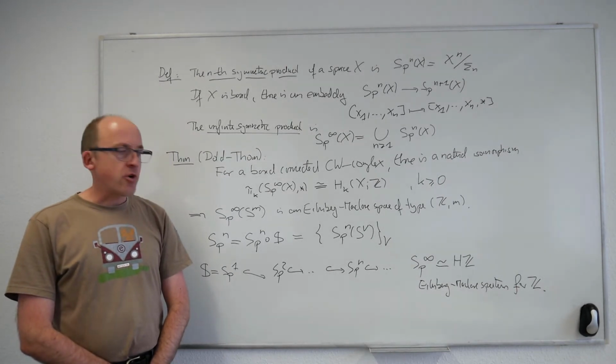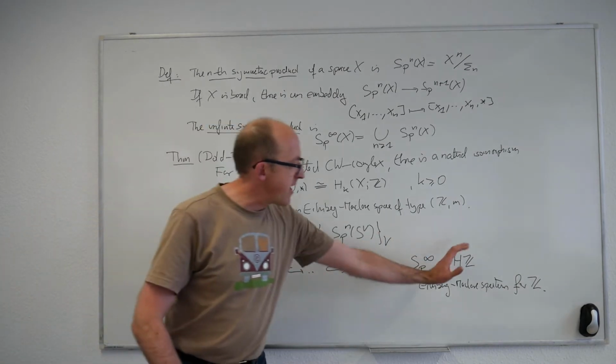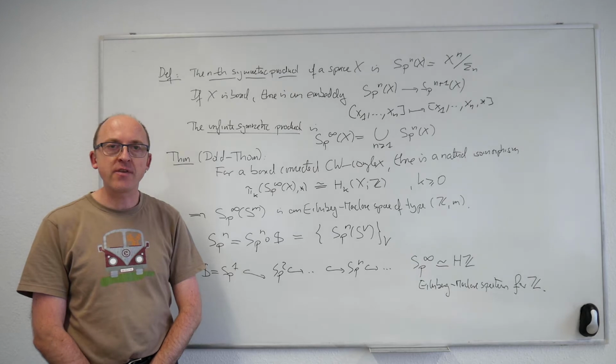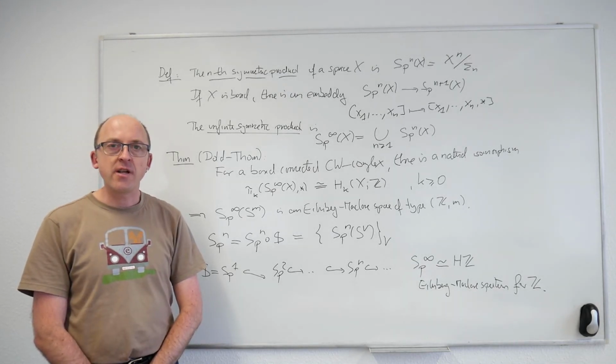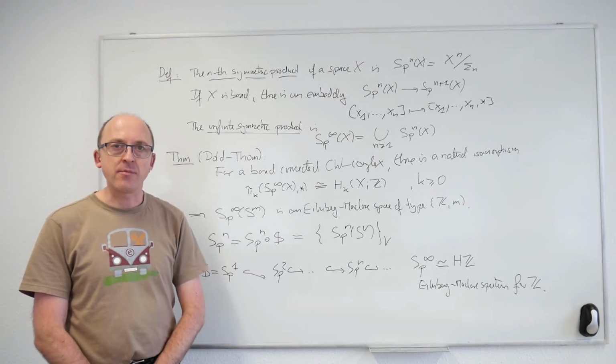These symmetric product spectra that in some sense interpolate between the sphere spectrum and the Eilenberg-MacLane spectrum have received a lot of attention in non-equivariant stable homotopy theory, and they come up in all sorts of different contexts. And on the next whiteboard I want to tell you about some properties about them in some contexts in which they come up.